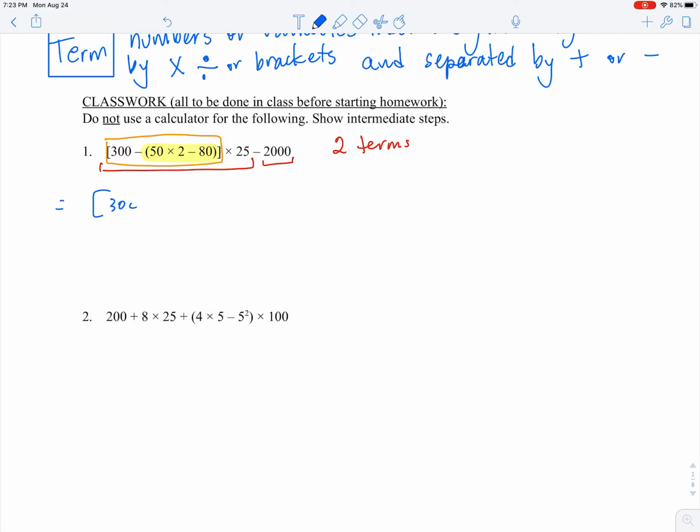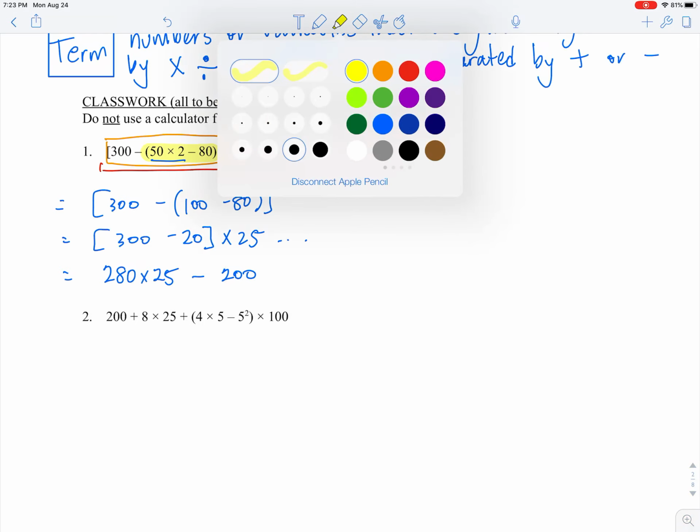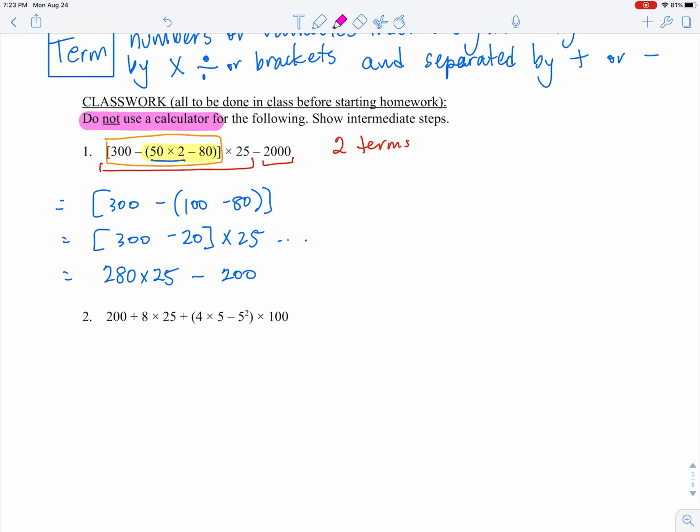So I have the 300 minus, inside this bracket, I'm going to do 50 times 2 first. So that's 100 minus 80, close the bracket. So that's 300 minus, 100 minus 80 is going to be 20. So I don't even need that round bracket anymore. That's going to be times 25. So that's going to give me 280 times 25 minus 2,000.